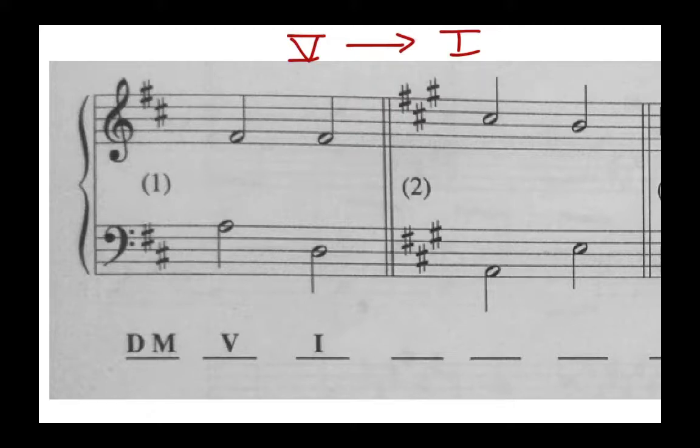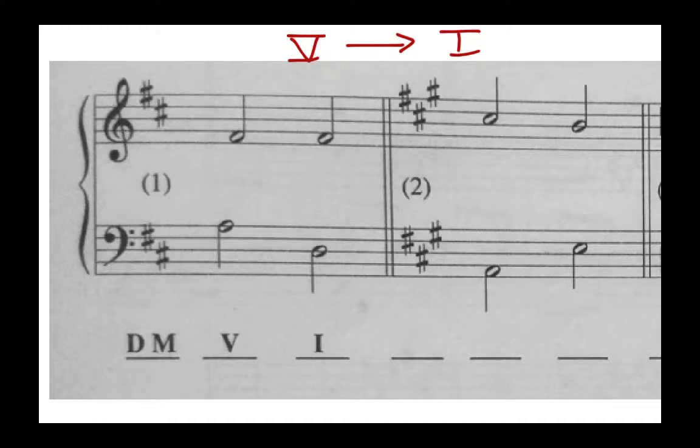I'll be pointing out 2 part writing procedures as I go. One part writing procedure involves maintaining a common tone between the 2 chords and moving the other 2 by step. And then the second part writing procedure involves moving the 3 upper voices in similar motion to the next chord tone. In each case, I'll show you which procedure I'm using.